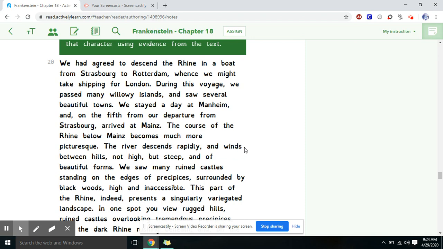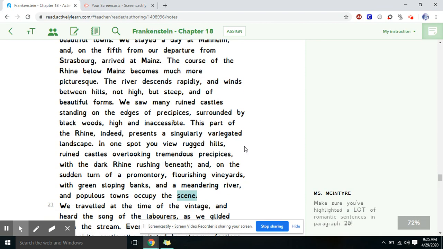We had agreed to descend the Rhine in a boat from Strasbourg to Rotterdam, whence we might take shipping for London. During this voyage, we passed many willowy islands and saw several beautiful towns. We stayed a day at Mannheim, and on the fifth from our departure from Strasbourg, arrived at Mainz. The course of the Rhine below Mainz becomes much more picturesque. The river descends rapidly and winds between hills, not high, but steep and of beautiful forms. We saw many ruined castles standing on the edges of precipices, surrounded by black woods, high and inaccessible. This part of the Rhine, indeed, presents a singularly variegated landscape.